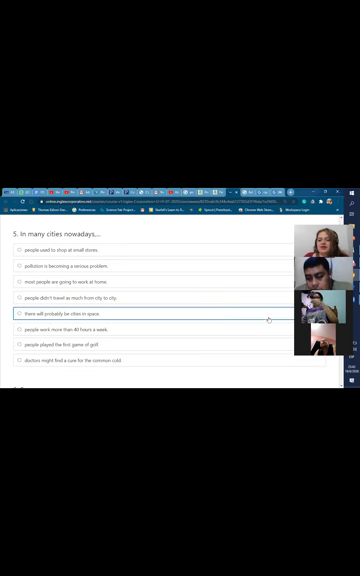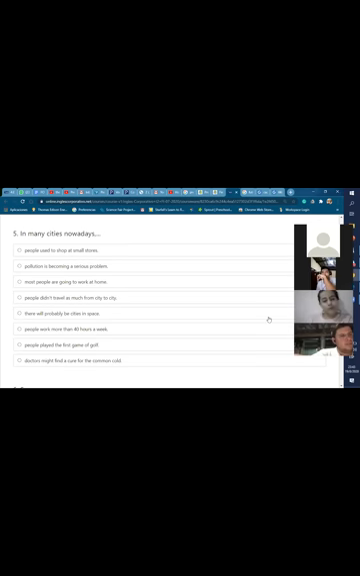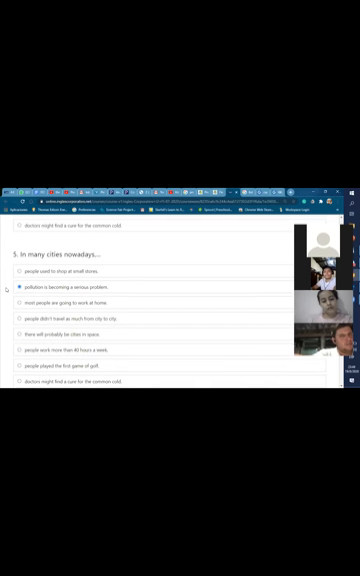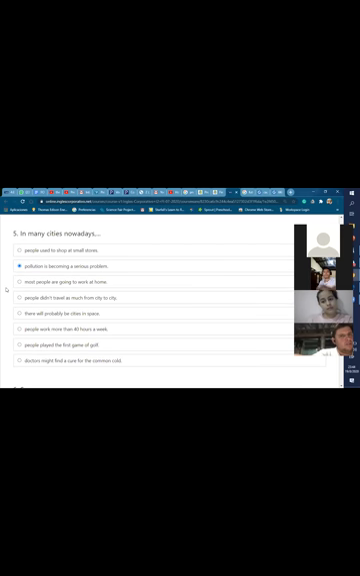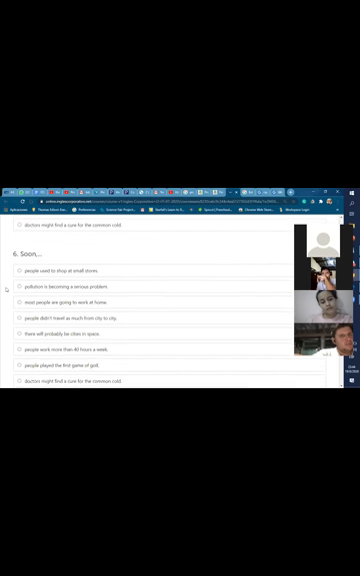Number five. Pollution is becoming a serious problem. Present continuous. Pollution is becoming a serious problem. If you notice, this one is present continuous, because it's a progressive thing. All right, next one.